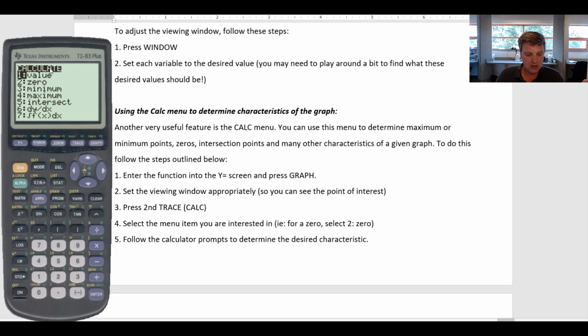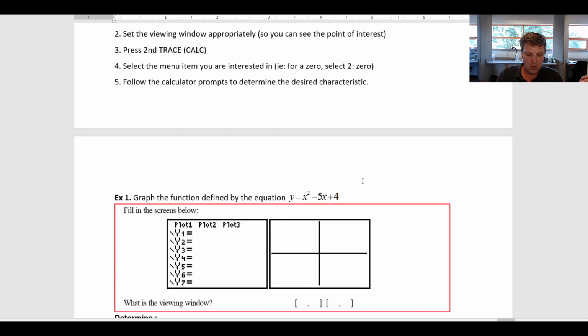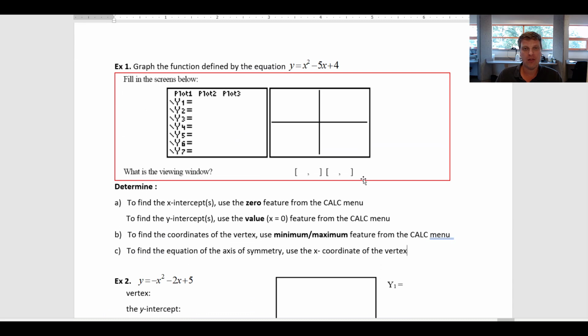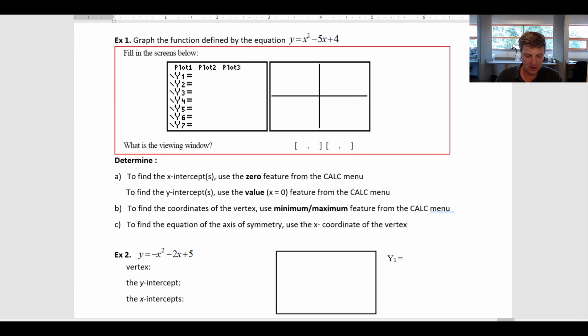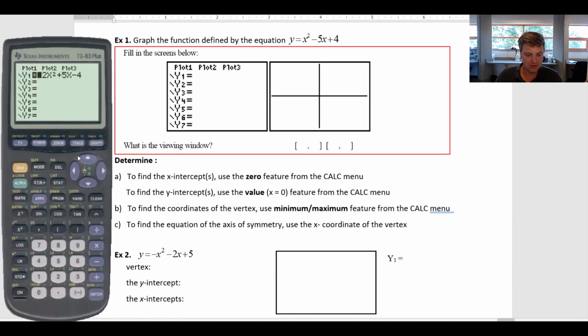So you can see here there's a bunch of things I can do. I can look for a value, I can look for a 0, like for a min or max, intersect, and then it gets into fancy calculus after that, which you can worry about next year. So when I want to find certain things, for example here, let's say I'm going to do this function. So I'm going to enter a new function.